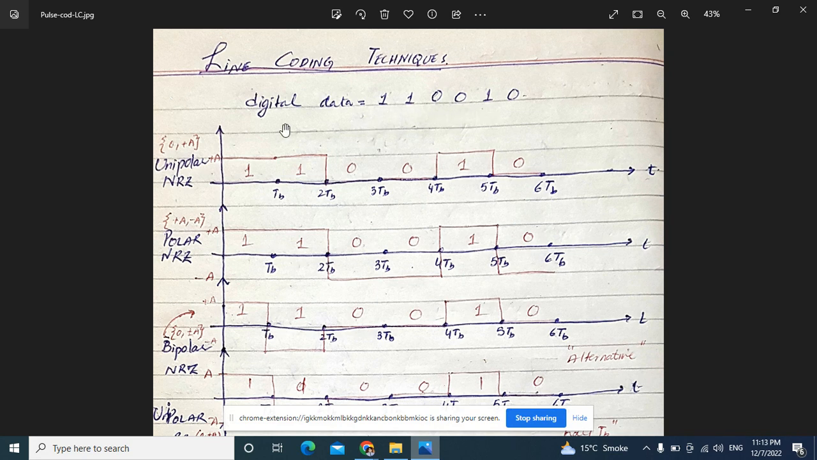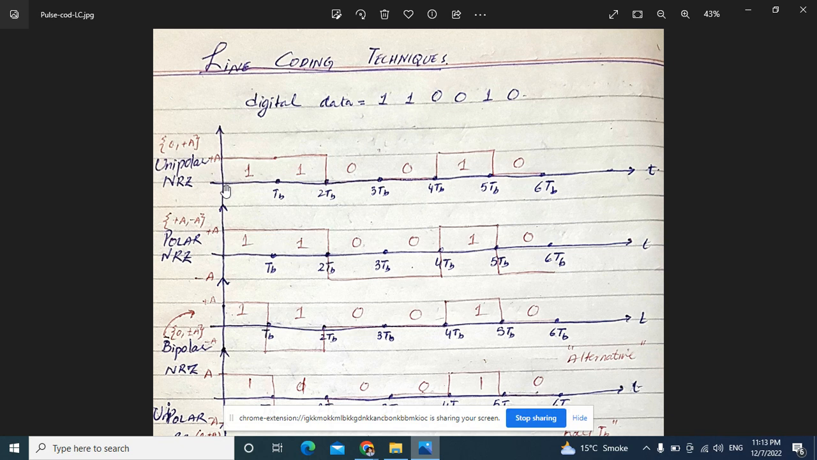110010. And if you want to represent that digital data in the form of unipolar, and the pulse shaping is non-return to zero, unipolar NRZ. We know that in unipolar non-return to zero, the amplitudes are either zero or positive A. So you represent 0 with 0 and 1 with positive A, and the pulse is not returning to 0.